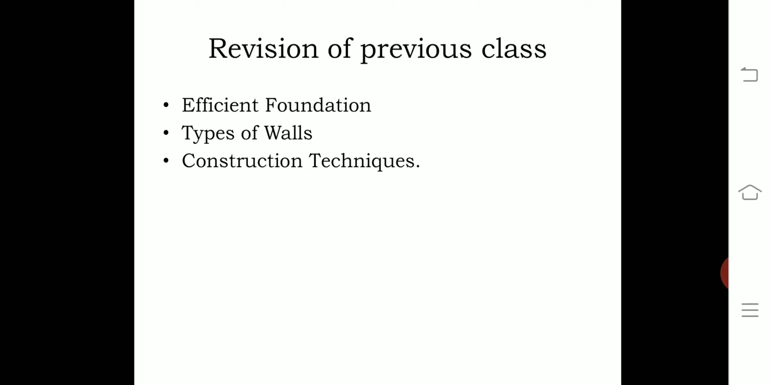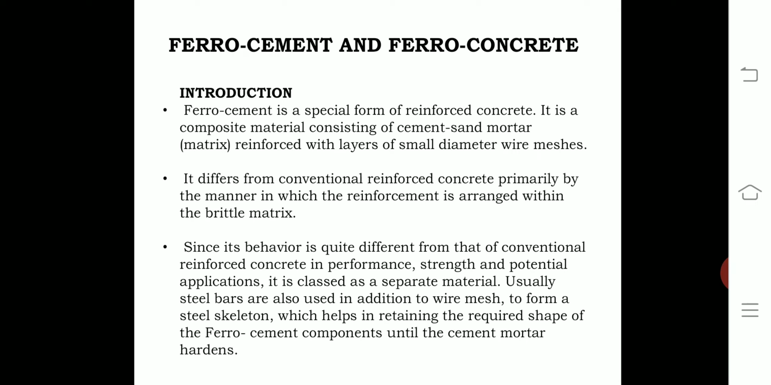The same happens with cavity walls, which help in increasing the width of the wall. There will be a cavity left in between, and especially these kinds of walls are used in high temperature areas. We also discussed rammed earth. These were discussed in the previous class. Today's class will be dealing with ferrocement and ferroconcrete.